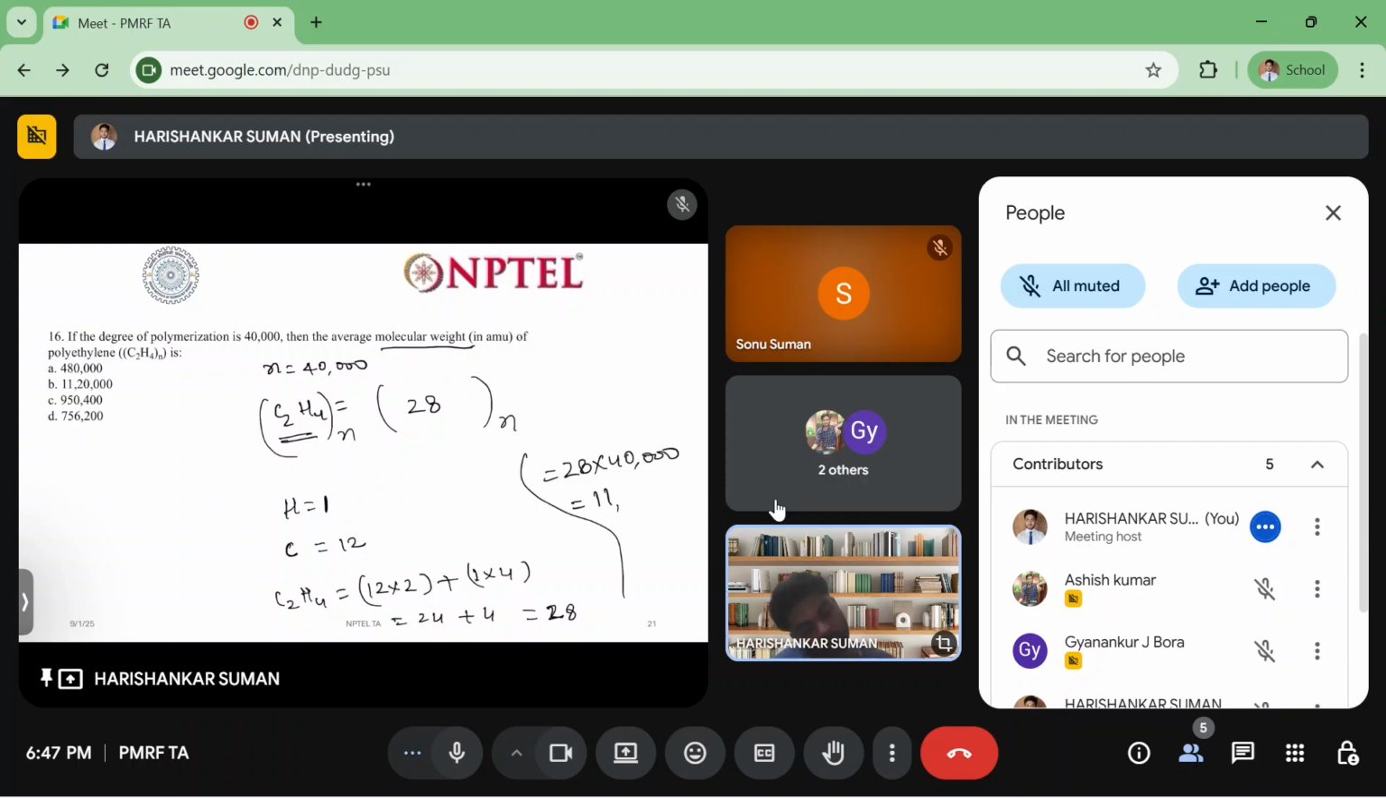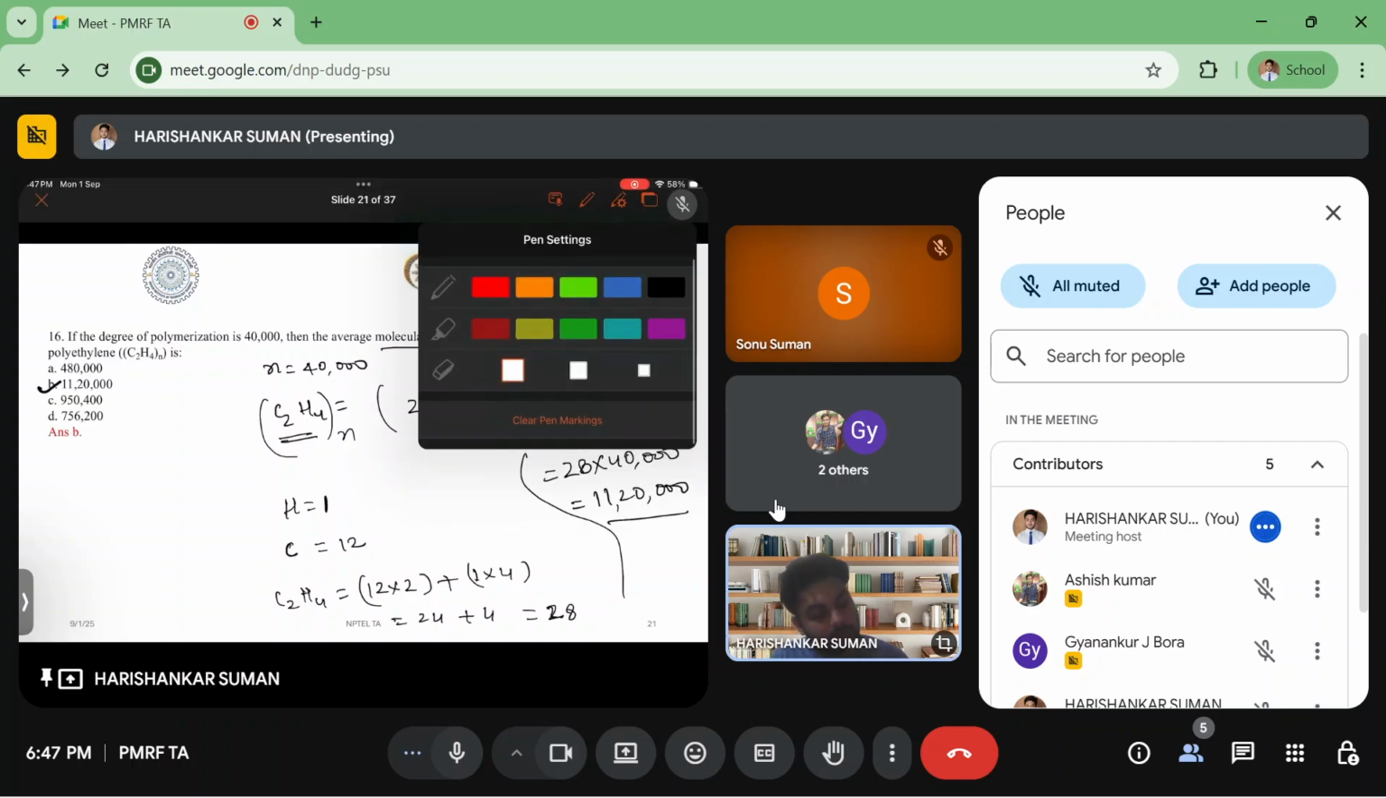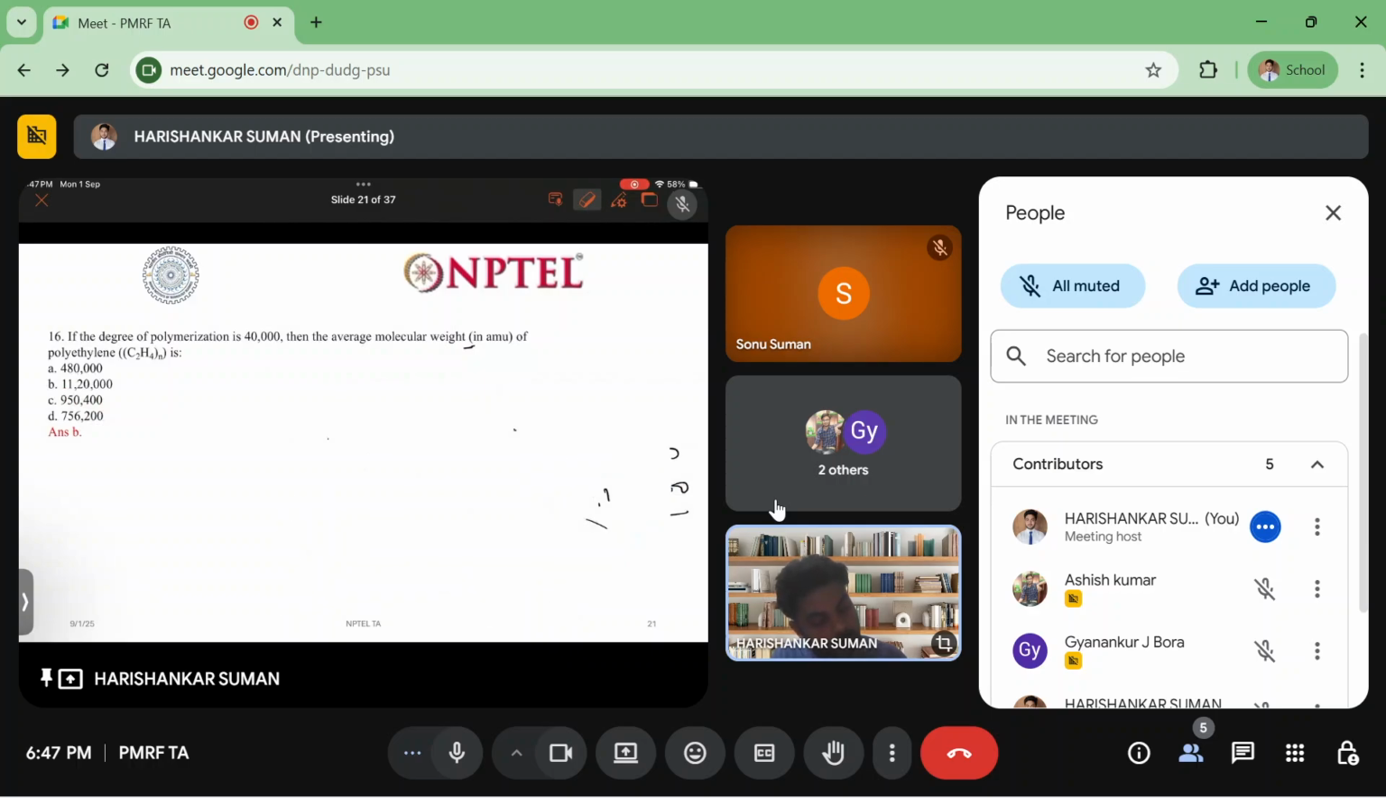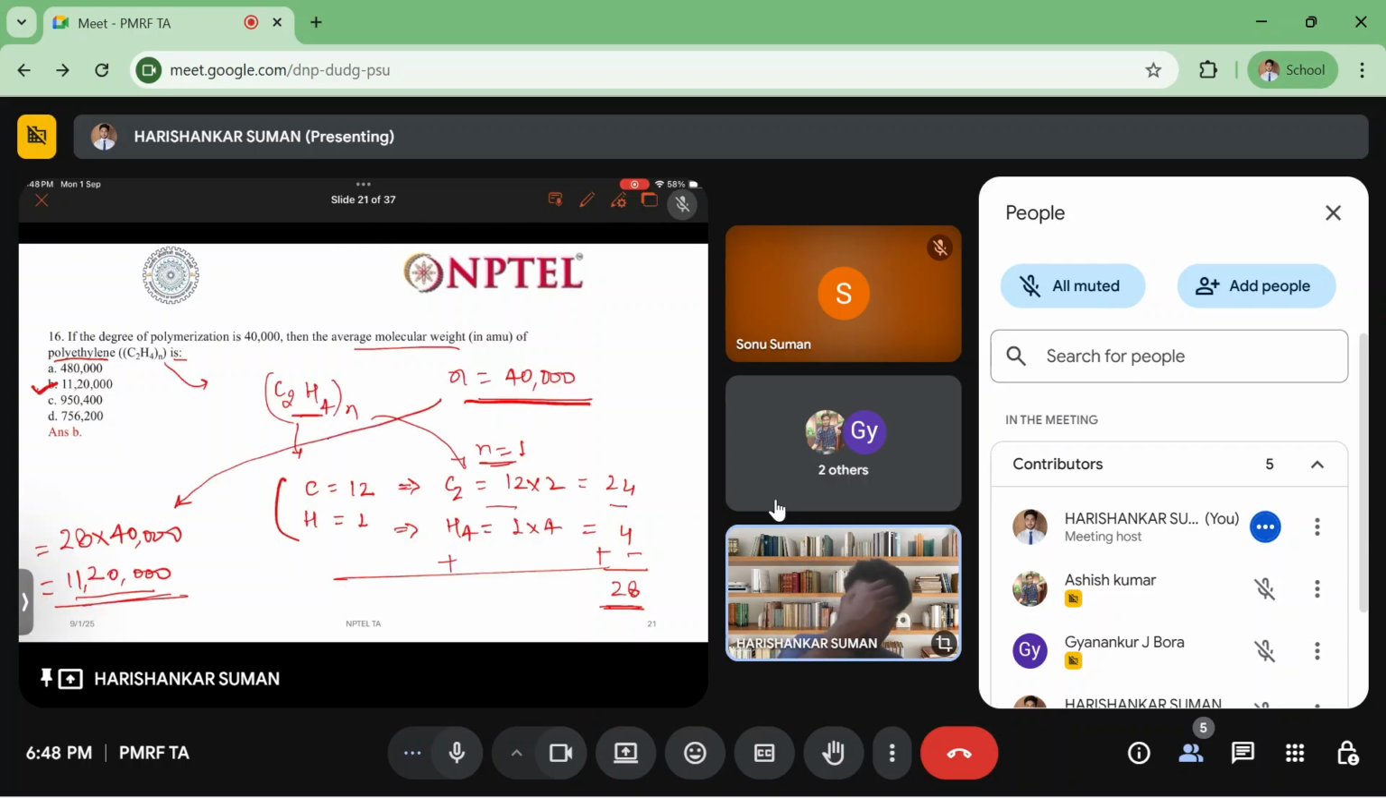It will be that much. So which one is answer B? Okay, so B is the correct answer. Did you get this explanation? Or if you have any doubt, you can ask. Please see the explanation.